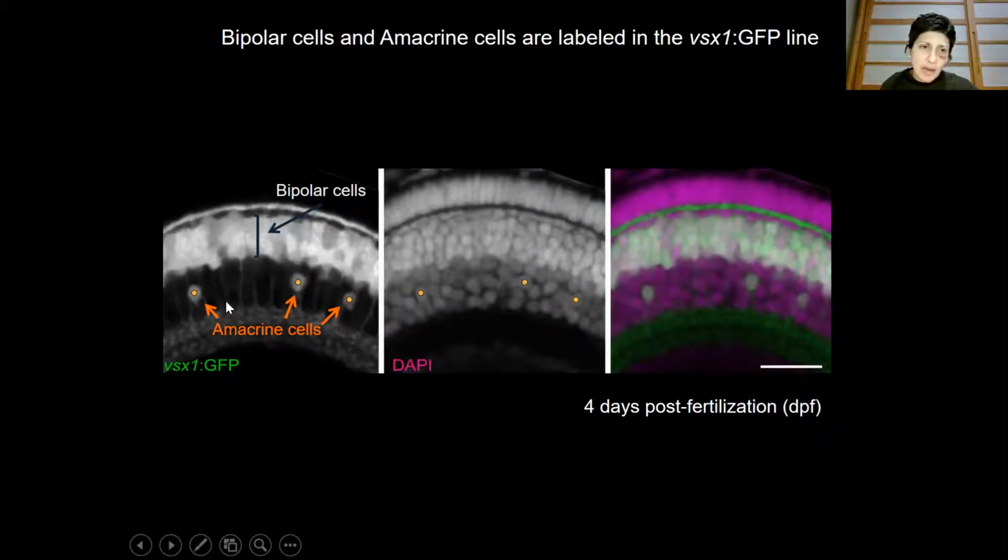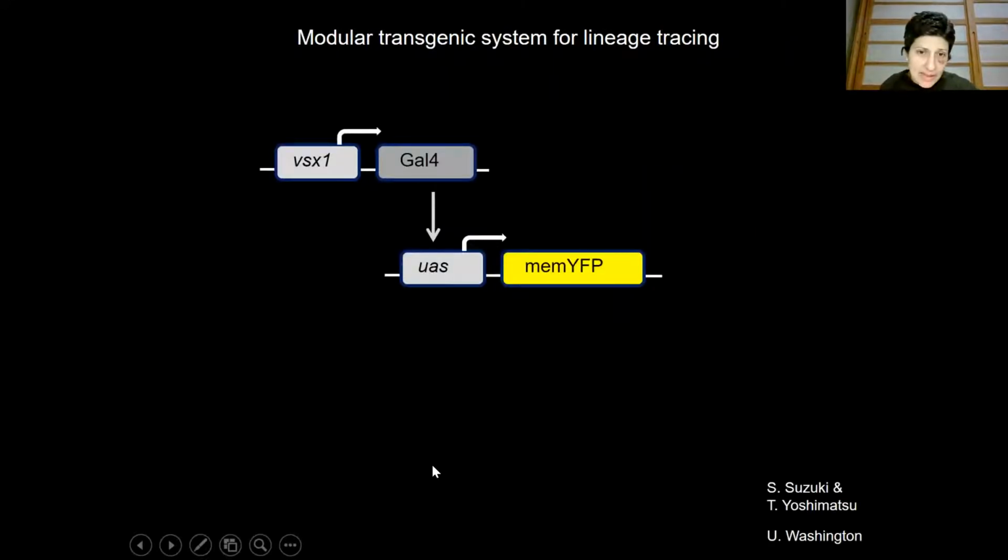So we were intrigued by what was going on. Why was it that amacrine cells were labeled in this line? Could it have been just erroneous, or was there some kind of lineage relationship? So we were fortunate in having tools generated by Rachel Wong's lab, specifically 2 postdocs of hers, Sachihiro Suzuki and Takeshi Yoshimatsu, had made constructs and stable lines where VSX1 promoter elements, instead of driving the expression of reporter genes like YFP directly, they utilized the GAL4 UAS system.